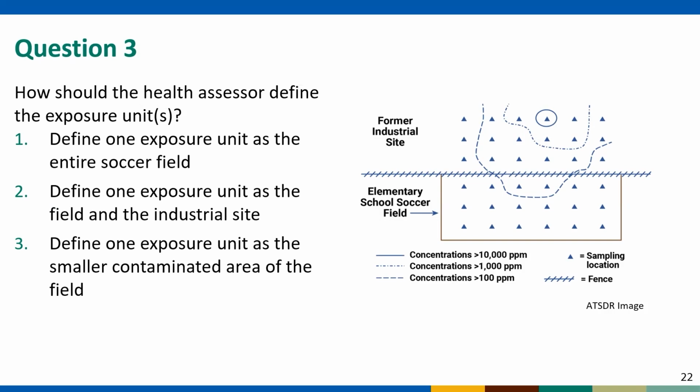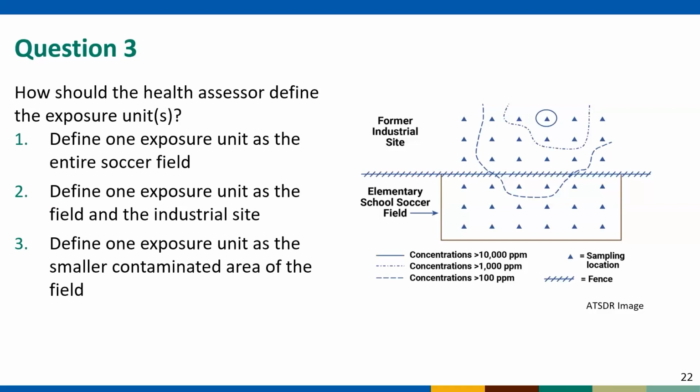In this image, there is a secure barbed wire fence that prevents students from accessing the industrial site property. This fence is represented by the horizontal blue line that separates the two properties. For this example, let's pretend that we've received information confirming that there's no evidence or history of trespassing at the industrial site. Let's also assume that students use the entire soccer field when they play.